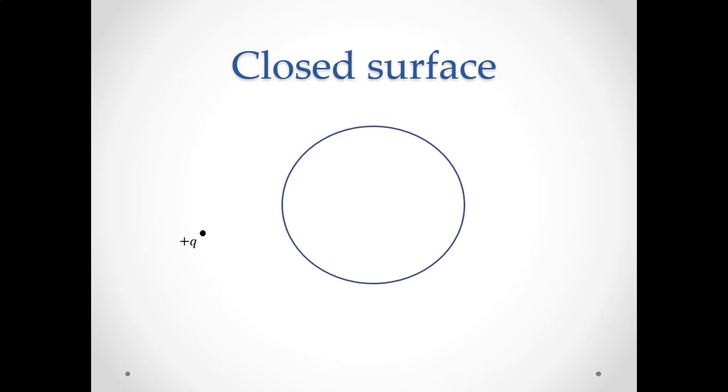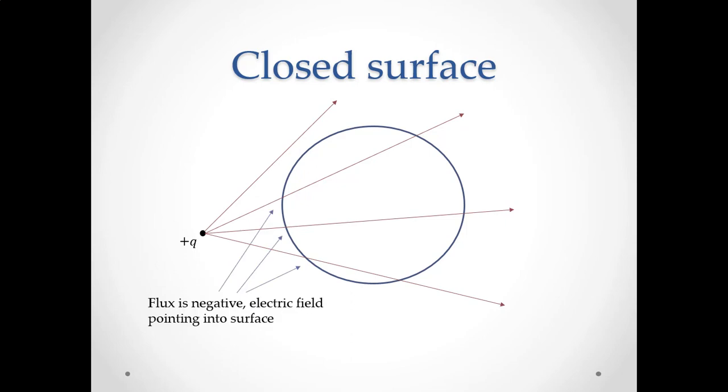So here I've picked, let's just say, a spherical closed surface, and I've put a charge Q outside of that surface. If we look at electric field lines coming from Q, the thing with electric field is it always points away from Q. There are some places where the electric field is entering the surface, and some places where it's exiting the surface. The points here on the left-hand side are places where flux is negative. Electric field is pointing into the surface. These are points over on the right-hand side where flux is positive. Electric field is pointing out of the surface.